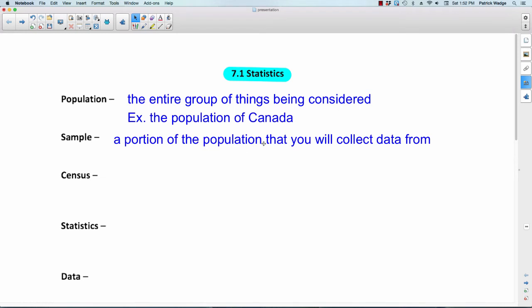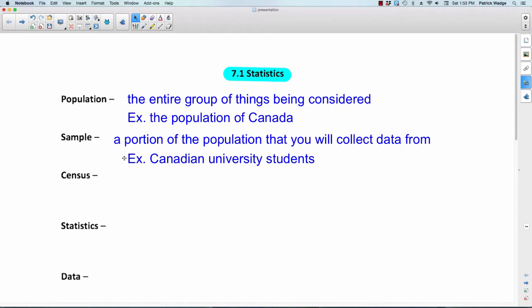All right, now, a sample is a smaller piece of the population. It's a part of the population that you're going to collect data from. So maybe you're not going to ask everyone in Canada. Maybe you're only going to ask people in British Columbia. Or maybe you're only going to ask Canadians who are attending university. If your population is King George students, maybe your sample is just grade 10s or something like that.